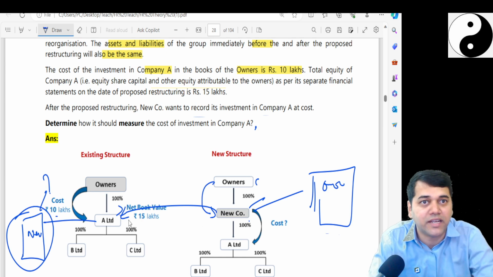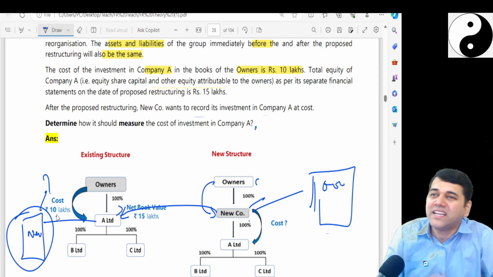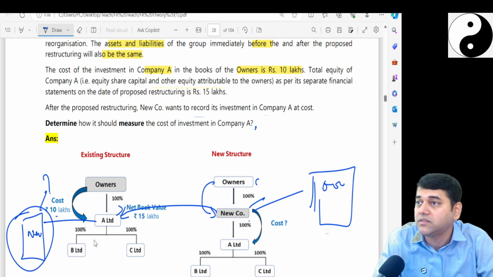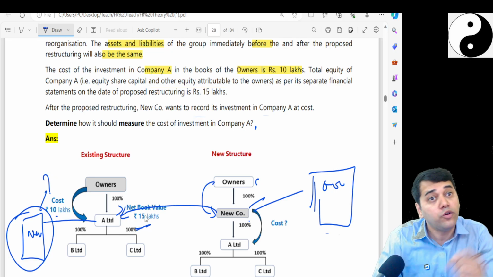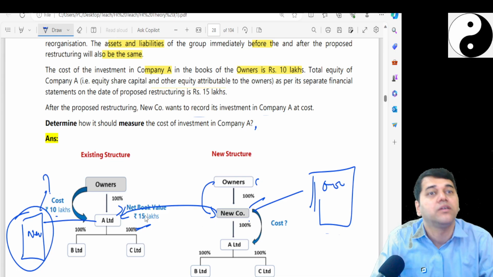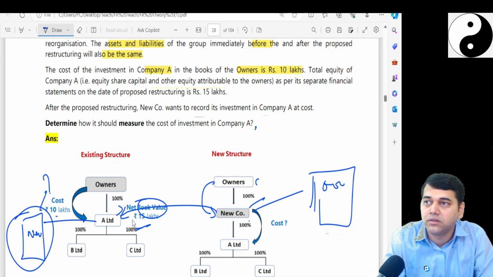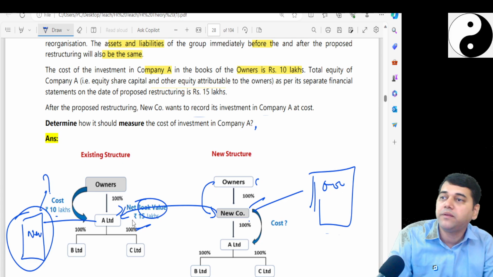That's what they are trying to tell. Because you can't consider 10 lakh. 10 lakh is what it was at that time. Today, what is the fair value of this? 15 lakh. Why didn't you actually calculate the fair value? Because this is book value, it's not fair value. In fact, fair value will be something different.